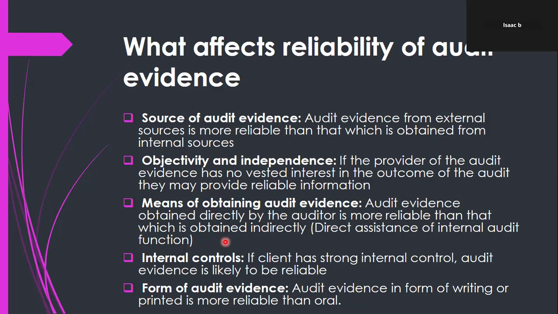If the client has strong internal controls, audit evidence is likely to be reliable. This is something we've been covering over and over again, right? Strong internal controls mean the amount of errors is going to be few. And if the errors are few, then the audit evidence we're obtaining is indeed reliable. Then, audit evidence in the form of writing or print is more reliable than oral. So if we receive management representations in writing, that information is more reliable as opposed to management just telling us via word of mouth.